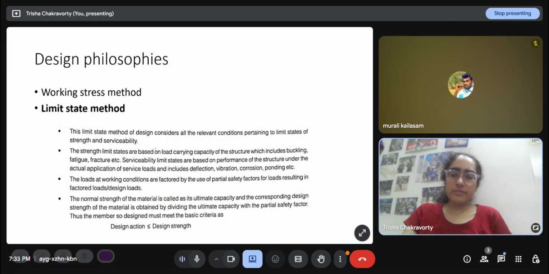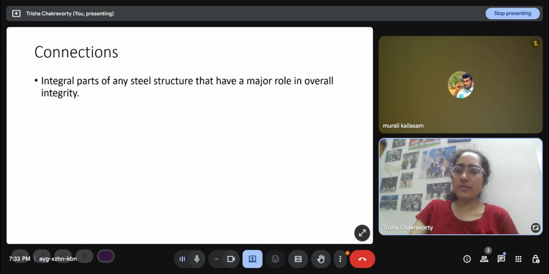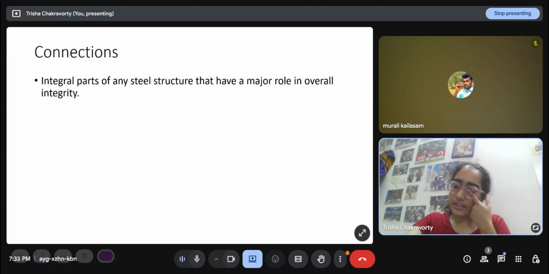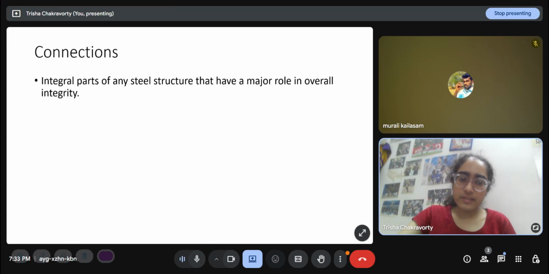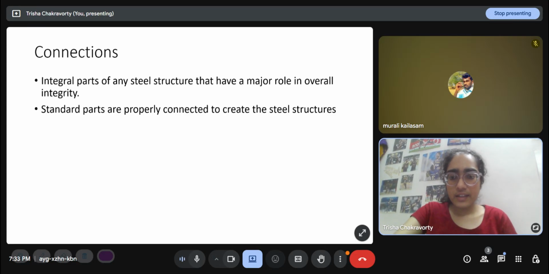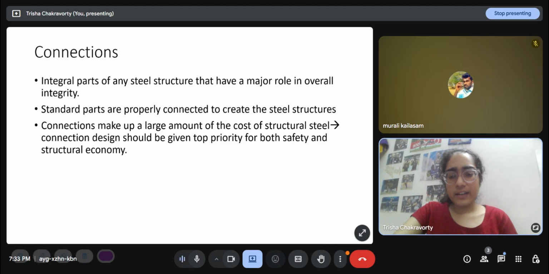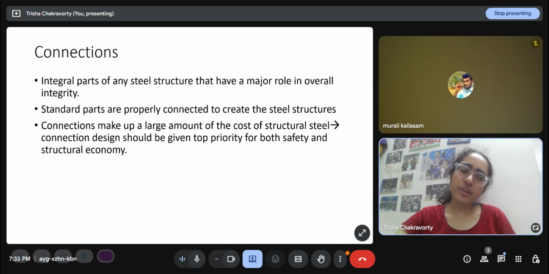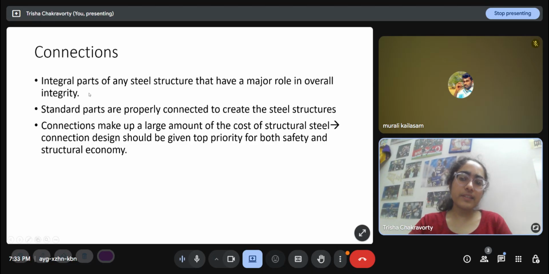So, design philosophies, and now the connections. Connections are integral parts of any steel structure and have a major role in overall integrity. Standard parts are properly connected to create the steel structures, and connections make up a large amount of the cost of structural steel. So connection design should be given top priority, and not just for the cost, connections also contribute to the integrity of the structure.